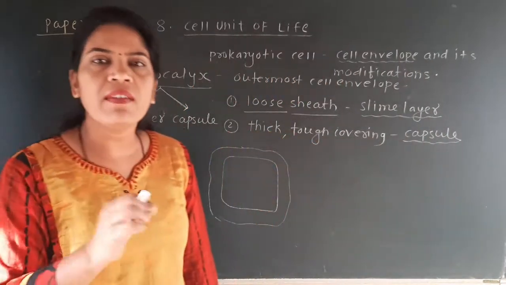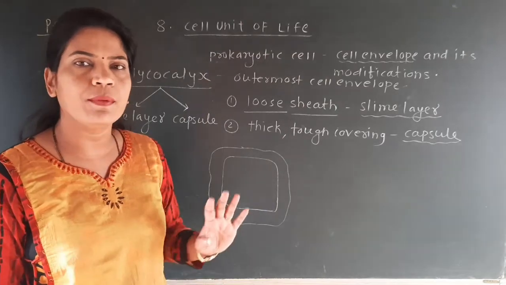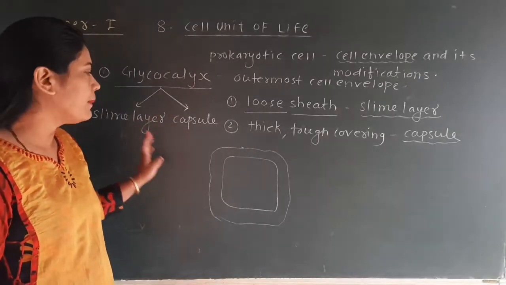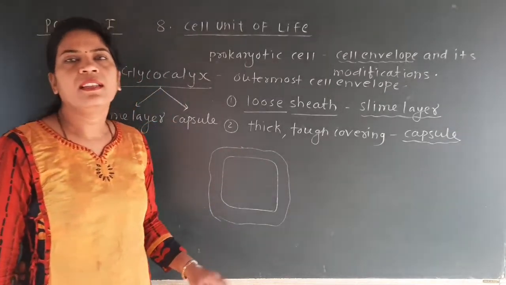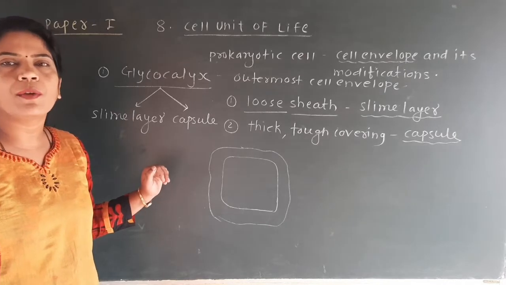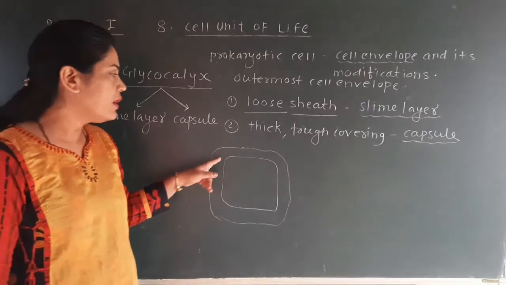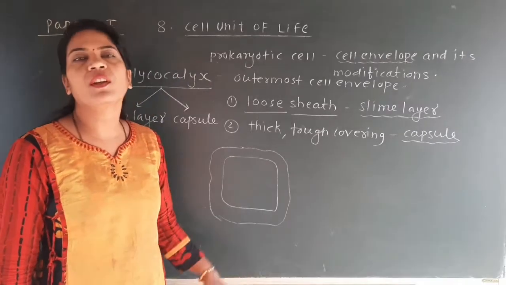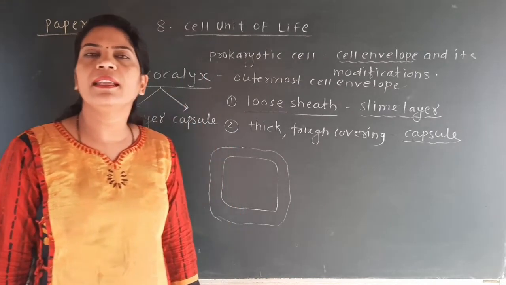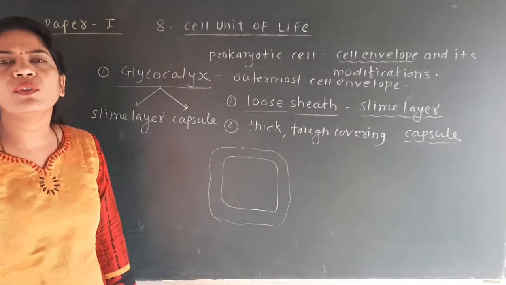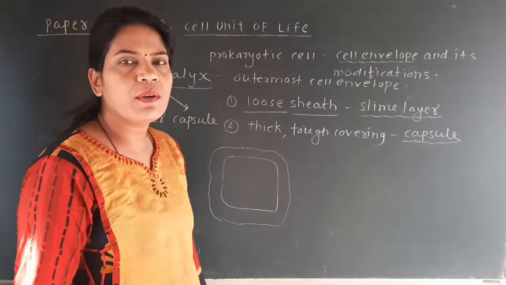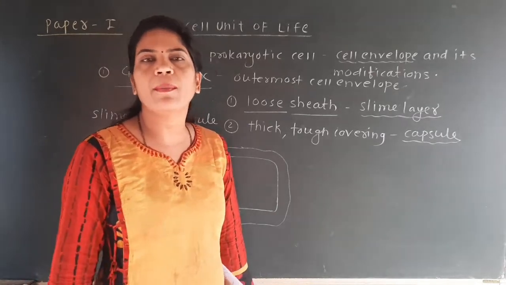So here the very important point between this capsule and slime layer is that both are types of the glycocalyx, no doubt, but the slime layer is in the form of a loose covering. It can be easily separated from the bacteria. The capsule is another type of glycocalyx, present in the form of a very thick, tough covering, which is not easily separated from this bacterial cell. See here, in the NCERT the function of this glycocalyx is not given, but in the majority of bacteria, the function of the glycocalyx is to give protection to the bacteria, no doubt.